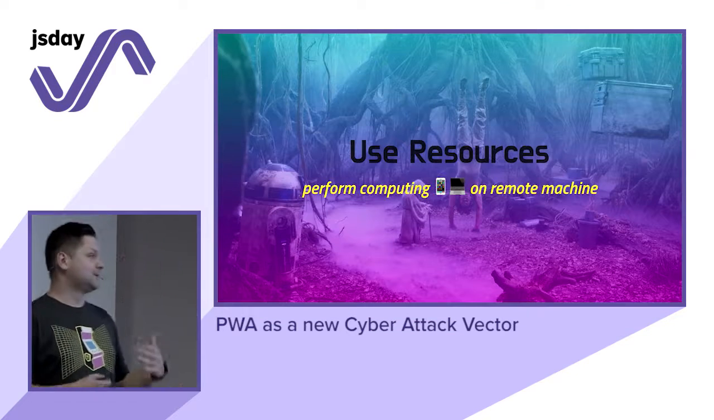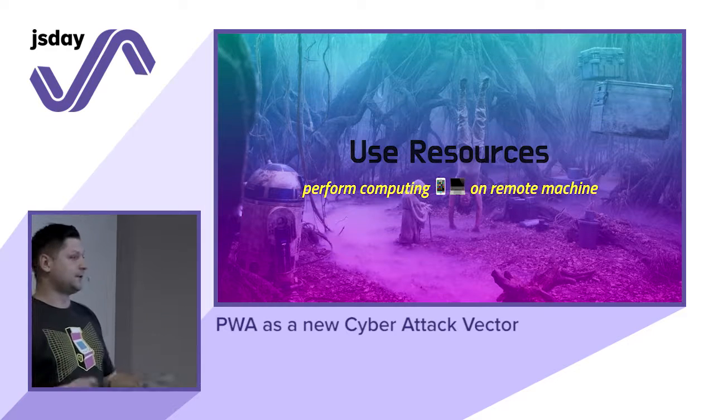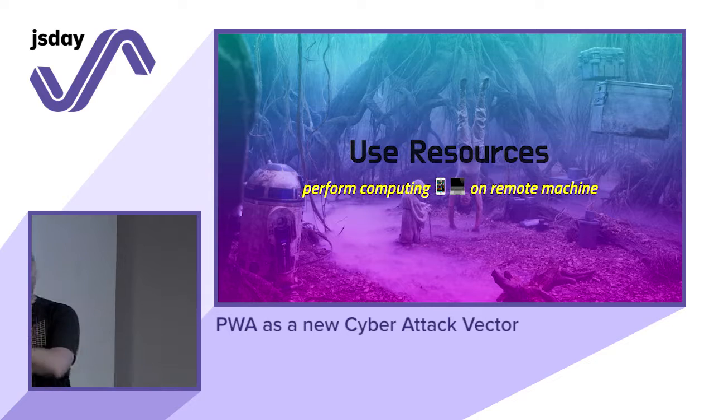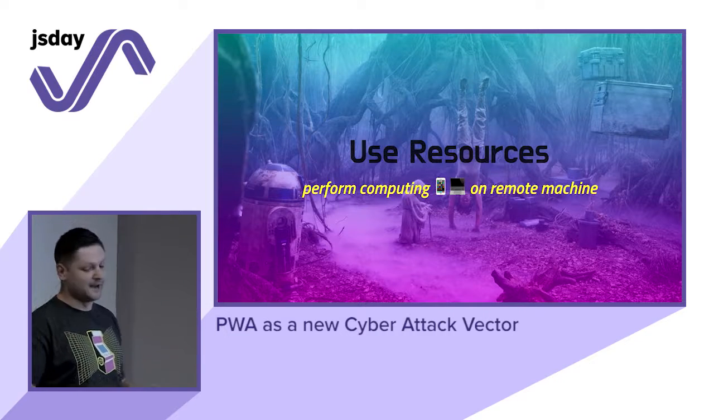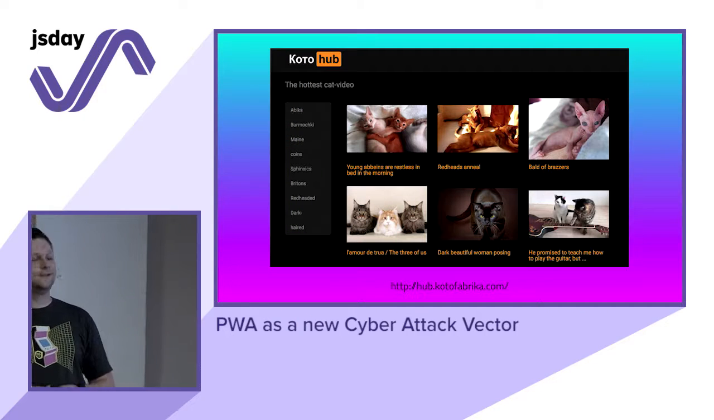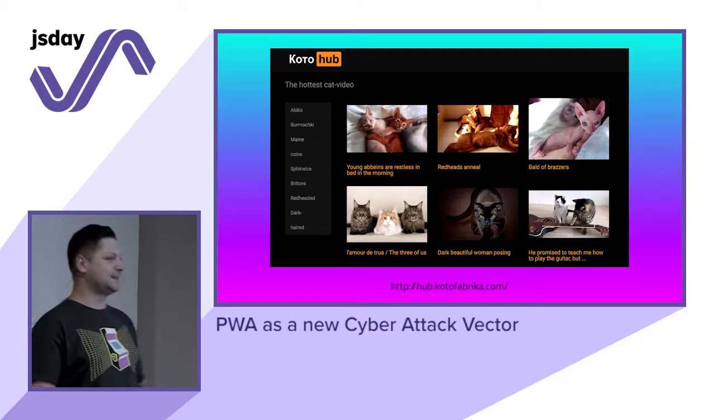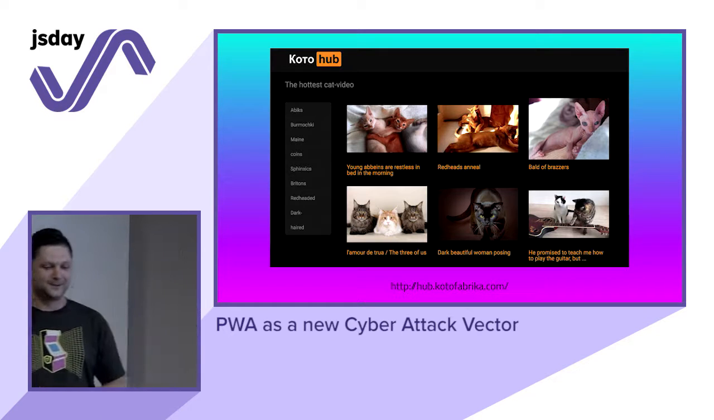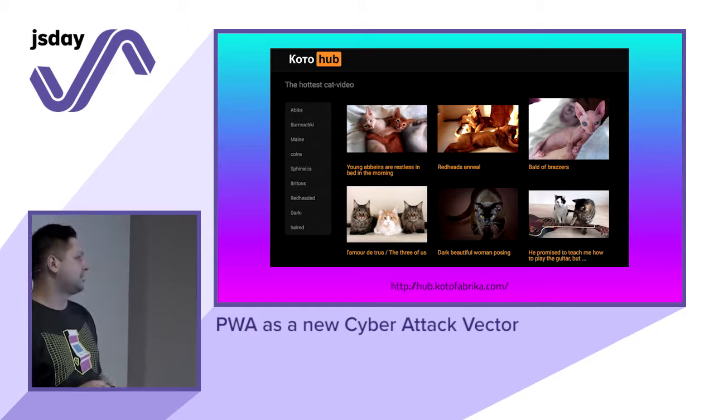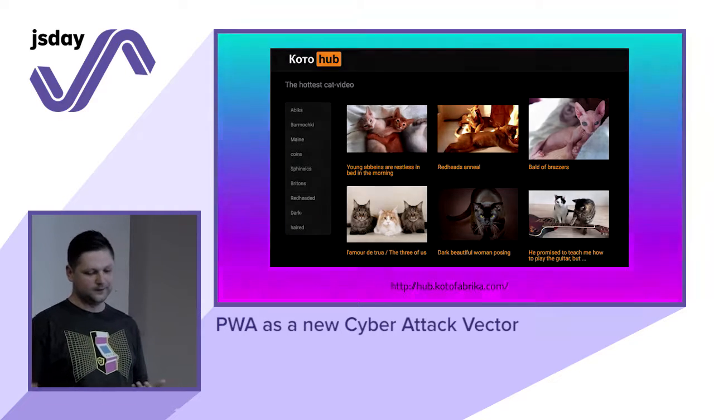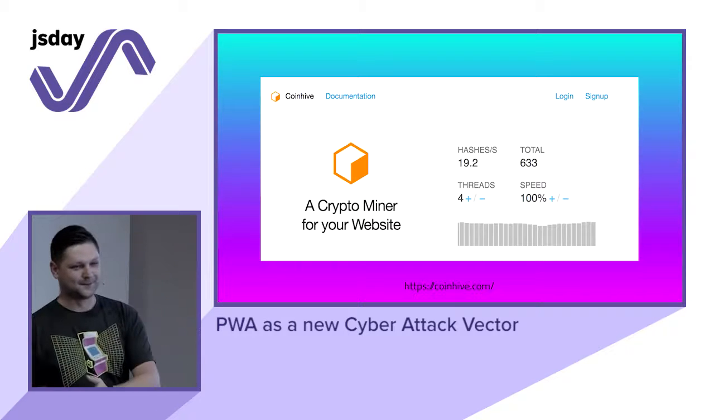Also, we can use the resources of your laptops and smartphones for performing some computation, or use your cache storage to create some kind of peer-to-peer torrent network or something. So let's imagine a user visits some Kitty Hub. It's a famous website with kitty videos, the hottest ones. And they want to monetize their website. So they could use some cryptocurrency mining right in the browser.